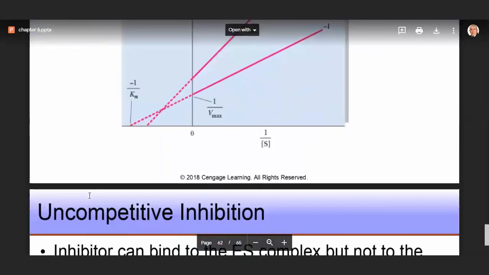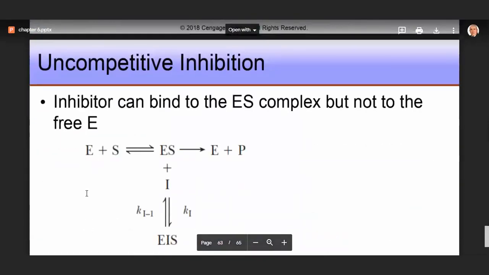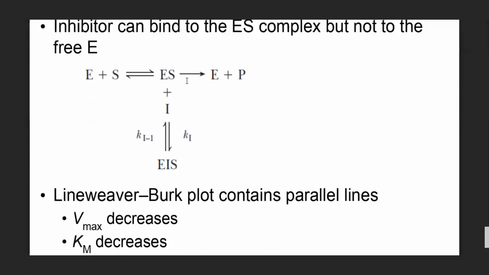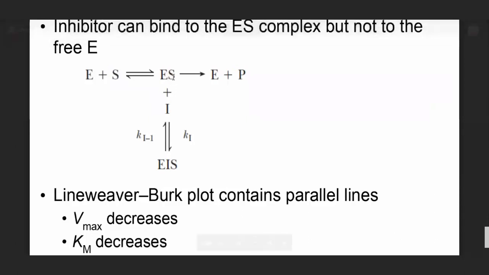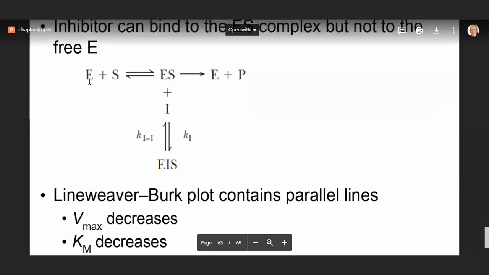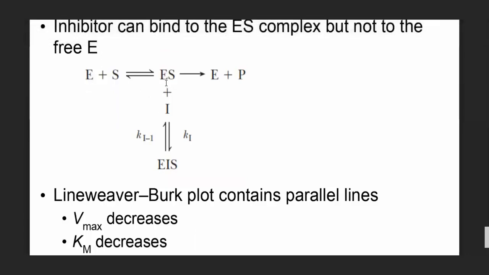This is non-competitive. Also, we have another type called uncompetitive inhibition, where the inhibitor can bind to the ES complex but not to the free enzyme. Here, this is the first difference. This inhibitor binds only to the bound enzyme. We saw in competitive, it binds to the free enzyme. In non-competitive, it binds the free enzyme or the bound enzyme, whereas in uncompetitive, it binds only to the bound enzyme.